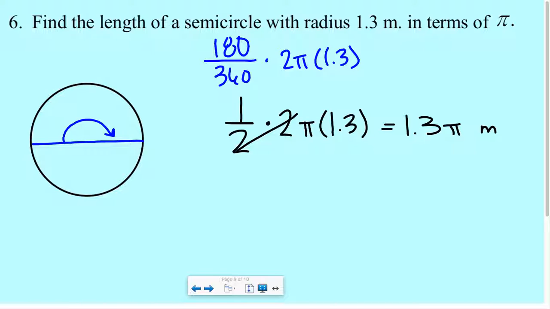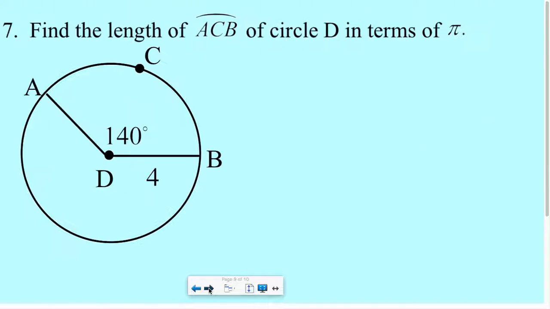Try the last one. It's only half of a circle. 2.6 would be the whole circumference, but I wanted a semicircle, so I just wanted half of it. 1.3 pi.